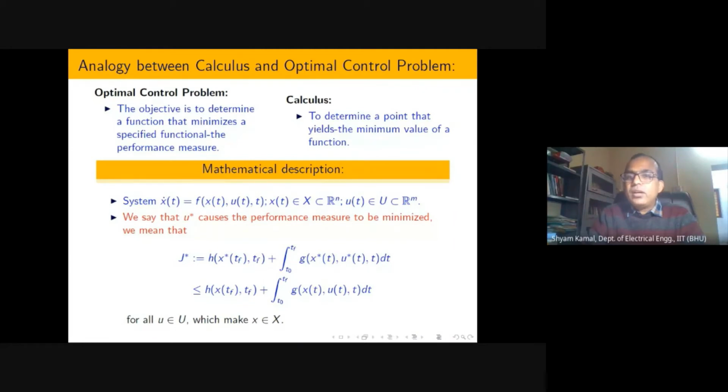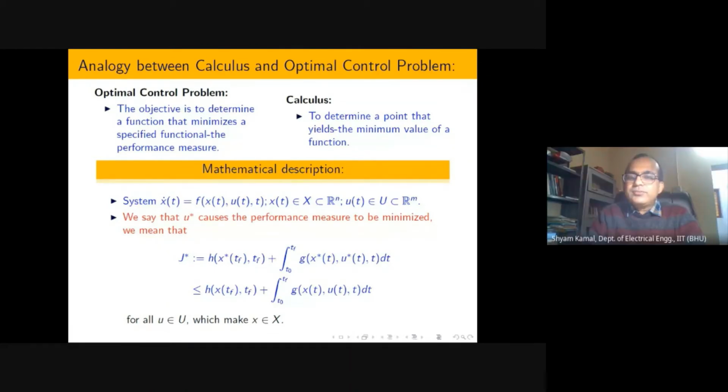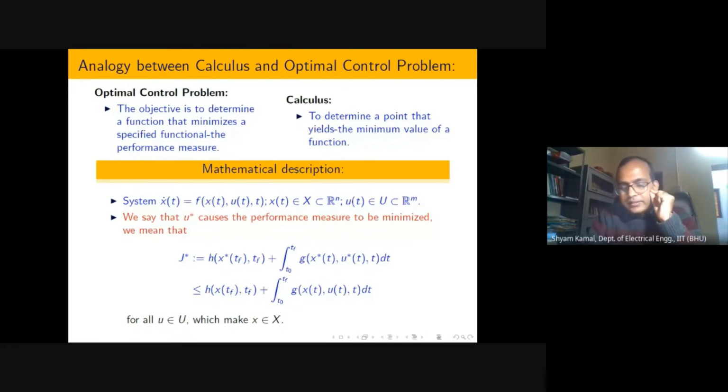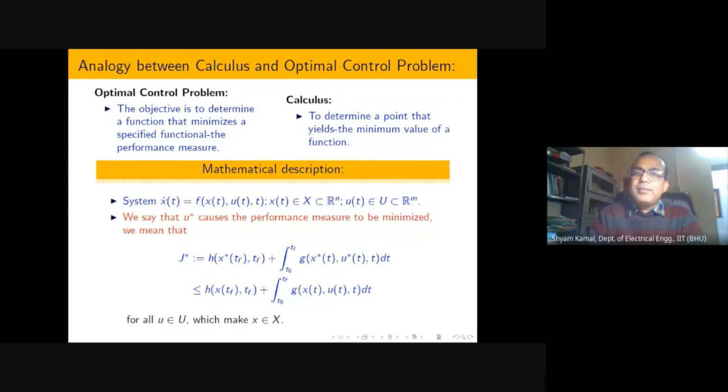Yeah. So what kind of things are we getting during this minimization in calculus and in optimal control? Shiv, could you please answer this question? By the calculus, you find a value of some function. Yeah, a point. We are getting some specific value. Same kind of thing I have written: to determine a point that yields the minimum value of a function. In optimal control, what we are doing is trying to find a whole function that minimizes the functional.